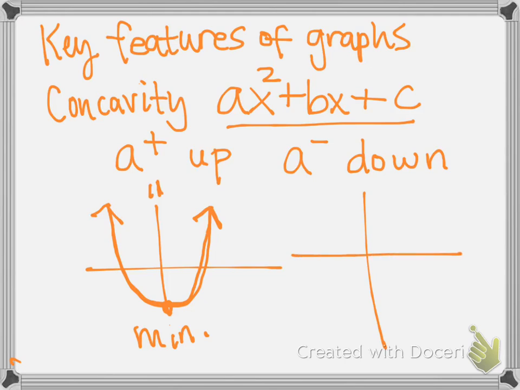If the A, however, is down, it's sad. If the A is negative, then the graph opens down. But when the graph is opened down, it has a maximum. Its vertex is a maximum. If the graph is opened down, A is negative and it has a maximum point as its vertex.